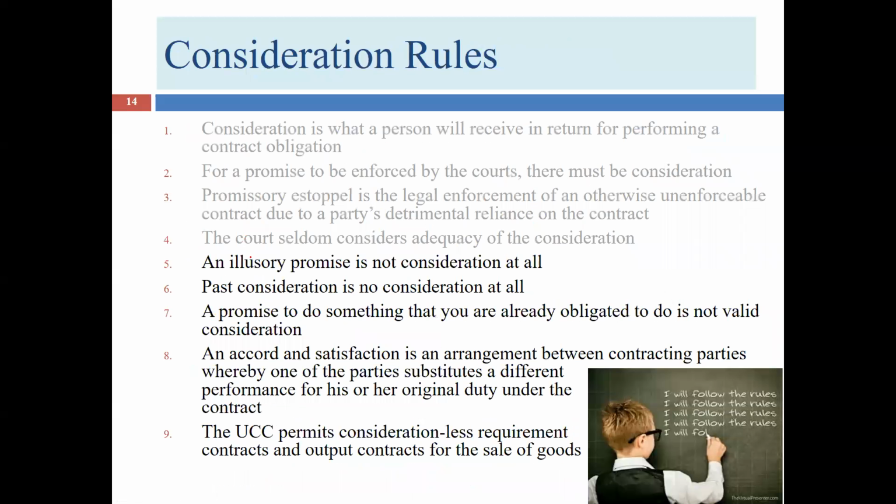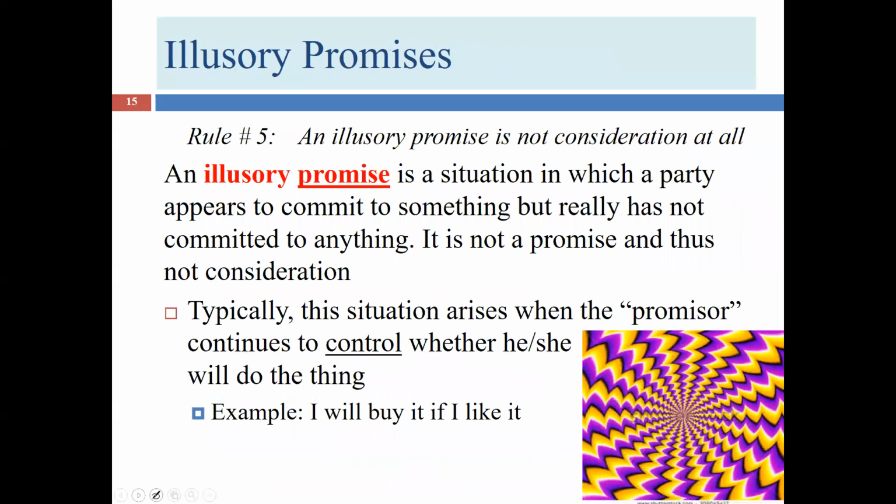So let's go on to number 5. An illusory promise is not consideration at all. We've said how consideration can be a very, very trivial economic value, but it has to have some economic value. We all know what an illusion is. If we've ever seen a magic trick, it looks like X is happening when really X isn't happening. Or we don't think X is happening when it in fact is happening.